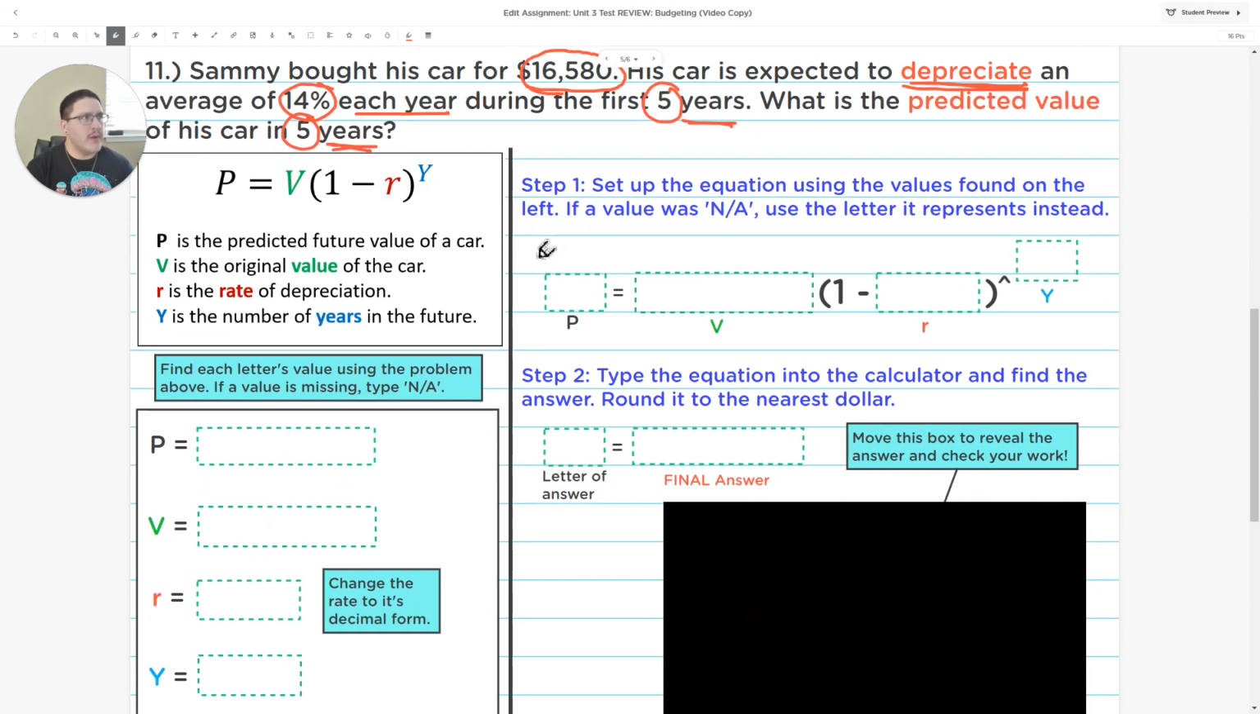So, first thing we need to do is identify what values we have to plug into the formula. Sammy bought the car for $16,580. Well, that's the starting value of the car, which means V is $16,580. This is the original value. The rate of depreciation, the R value, is 14% each year, which as a decimal is 0.14.